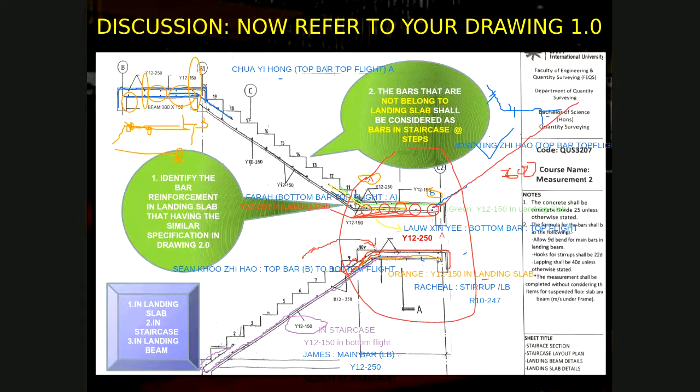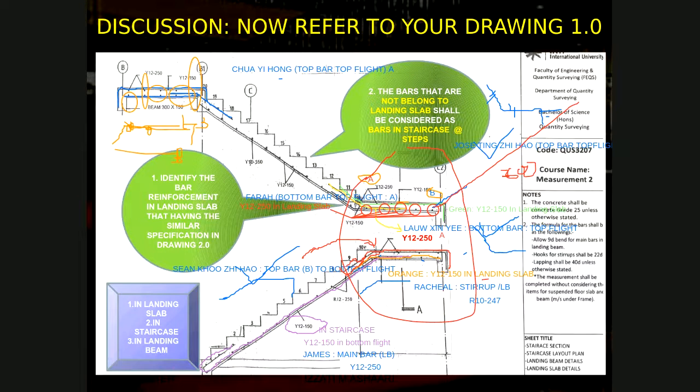And then Lao Xinyi, bottom bar, top flight, bottom bar, but this one to the top flight. So the answer given by Lao Xinyi is in yellow color. So the yellow color is like this. Can you see that? So this is also correct. And then next one by Sean Kuzi Hao. If you draw again, you can see something like this. Okay, so this is also correct. And the last one is my answer in orange color. That is like this.